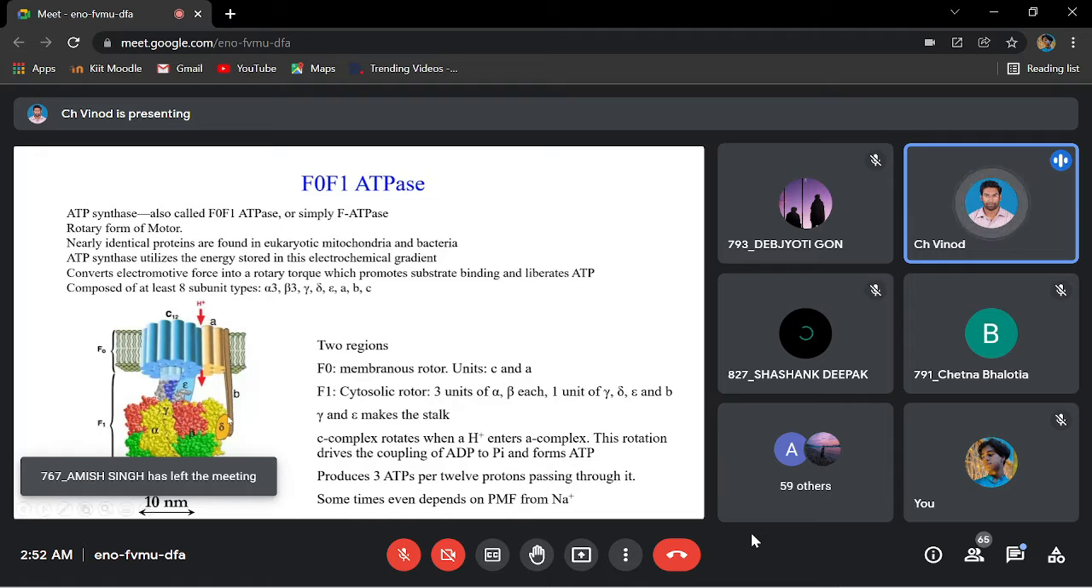Then you have a C segment. The C segment usually varies from 10 to 14 proteins. Usually bacteria have 10, mitochondria have 12. Chloroplast might have more compared to the mitochondria. Here we are looking at a mitochondrial so-called F0 fragment, where you tend to find C12 elements.